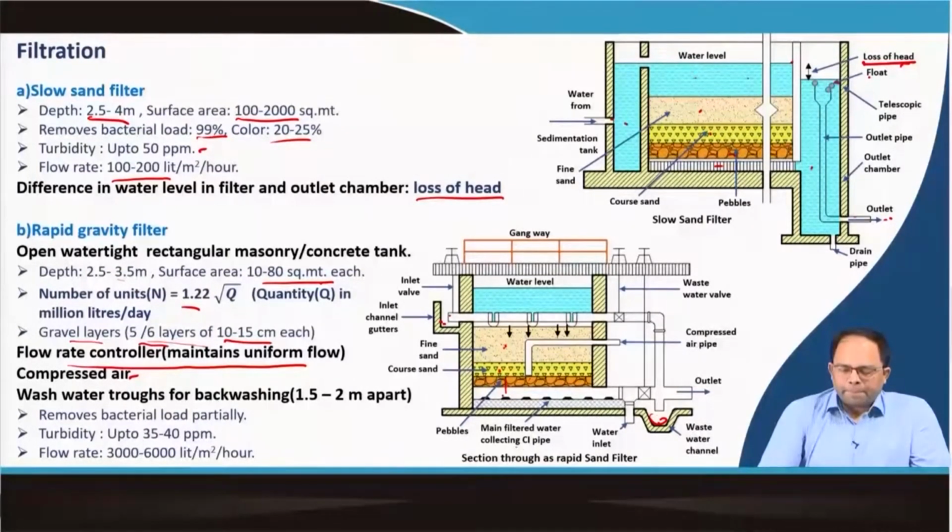Whenever we want to do backwashing, that means we also have to allow water back into the system. Through this we can allow water. We close this particular valve, we use this water inlet through which water can be sent inside, and we can send water to go up.